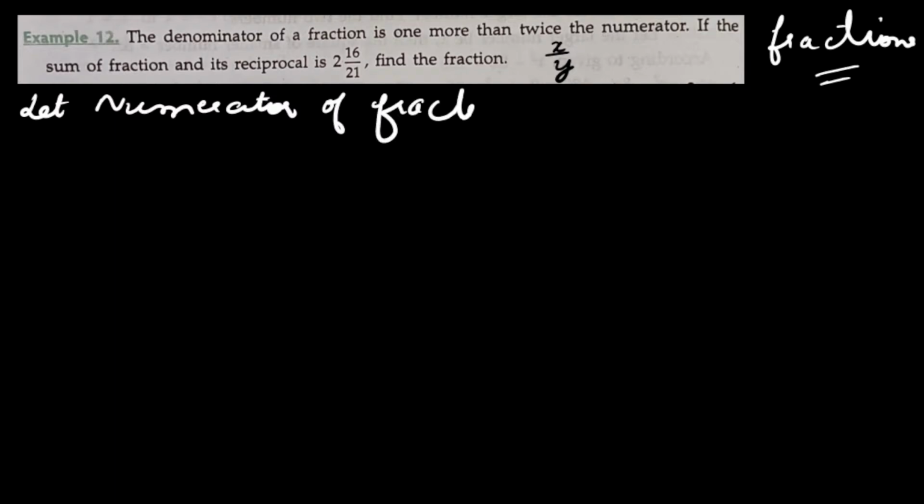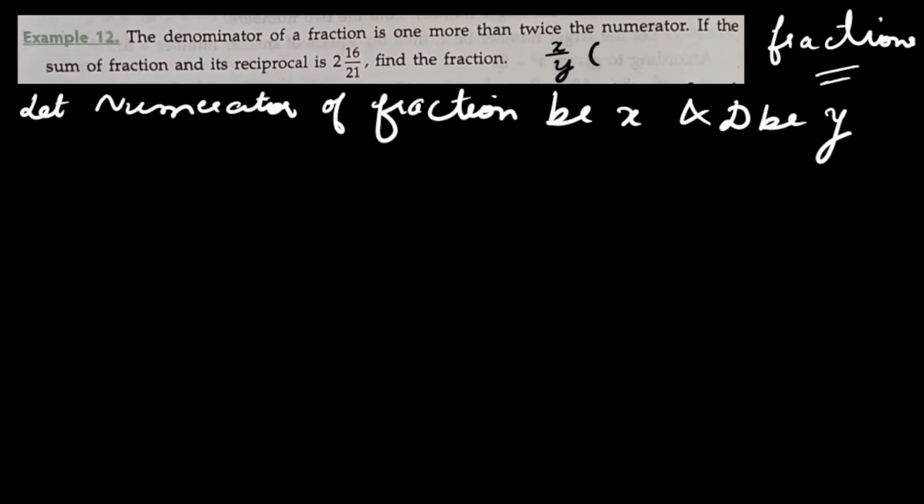Now, we can assume the fraction like this. In a fraction, we will have a numerator and a denominator. So I am just assuming the fraction as x by y. It means let the numerator of the fraction be x and its denominator be y. I am just writing in short; you have to write properly.